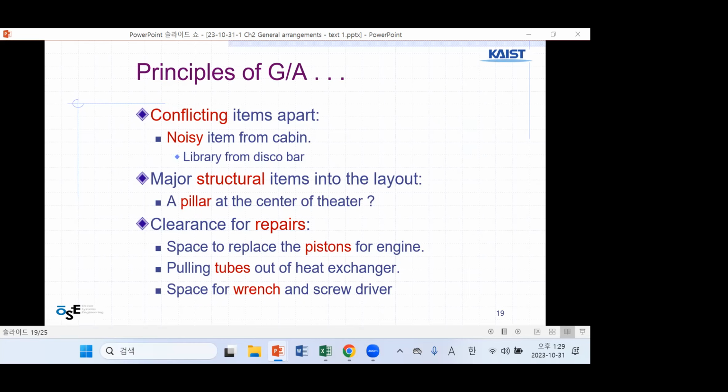Once again, the conflicting items. The noisy item from the cabin, liner from the disco bar, looks like a conflict item. The structural items are in the layout. Say a theater, a central pillar is not good. And also you need to consider the small clearance space for repairing. Say a piston is long, so you need to have room for getting the piston out, and tubes out of the heat exchanger, a wrench, and screwdriver.